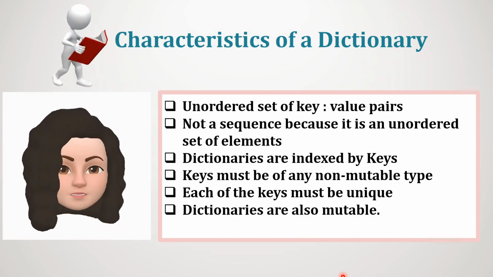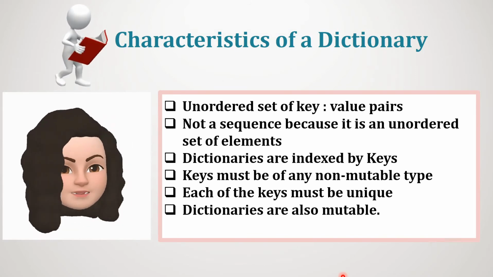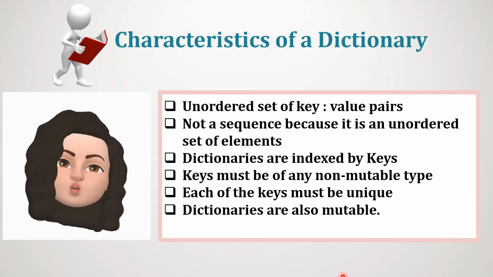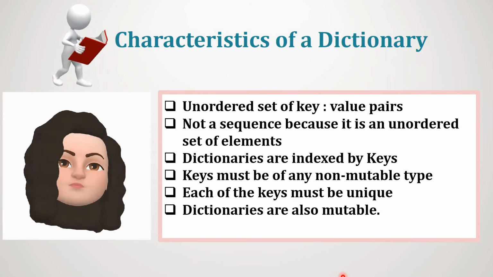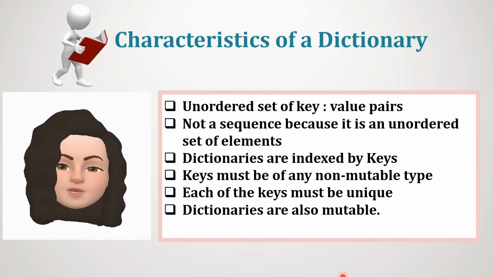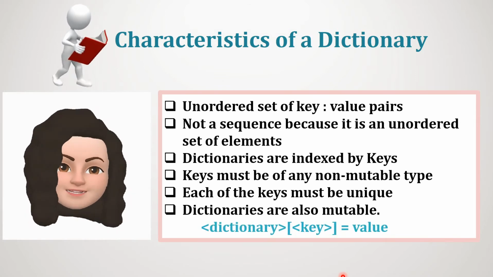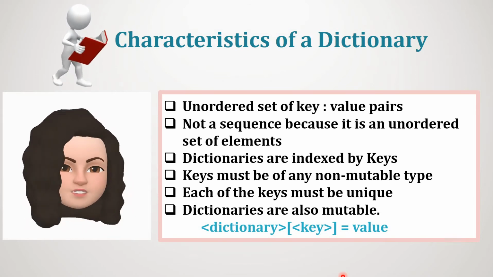Dictionaries are also mutable. How? Now only you told the keys should be immutable? Yes, don't get confused. Dictionaries are mutable because the values of the dictionary can be changed. Though the keys of the dictionaries cannot be changed, the values of the dictionaries can be changed. Hence, dictionary comes under mutable data type. Okay, so how to change? Specify the name of the dictionary. Within square brackets, you specify the key for which the value has to be changed, equal to the new value you have to specify. So dictionaries are also mutable.